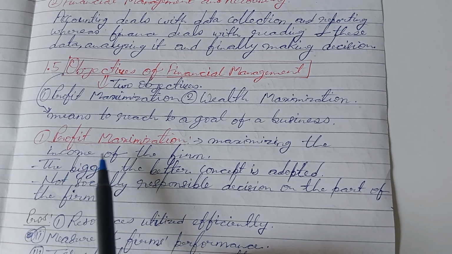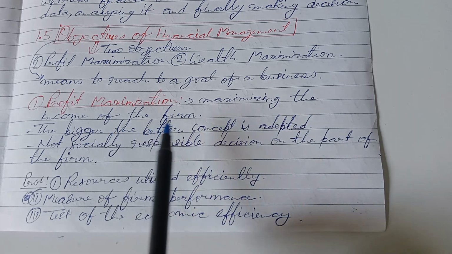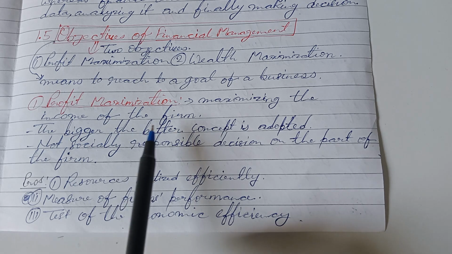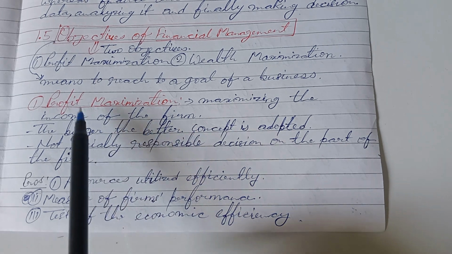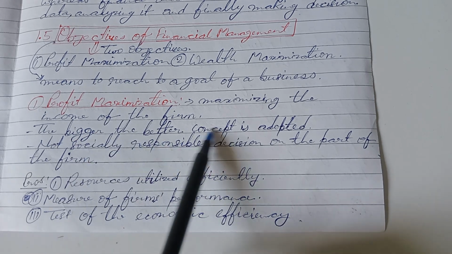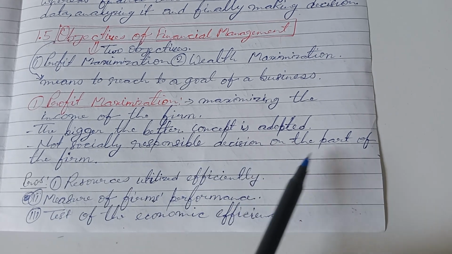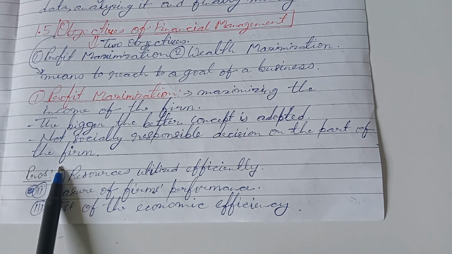So under profit maximization, here given, maximizing the income of the firm. That's the main objective of this. So profit maximization means maximizing the profit, or you can say the income of the firm. If you increase the income of the firm, it means that is related with profit maximization. The bigger the better concept is adopted here, not socially responsible decision on the part of the firm. So it may not be a socially responsible decision.